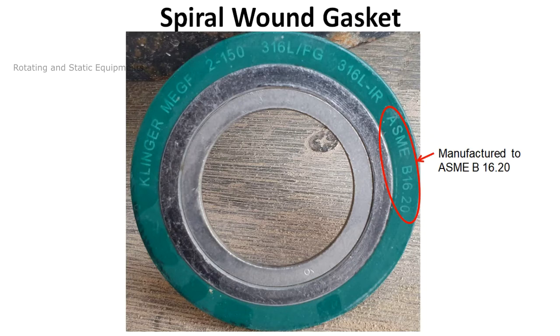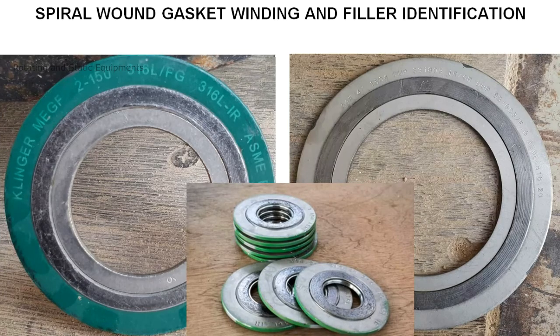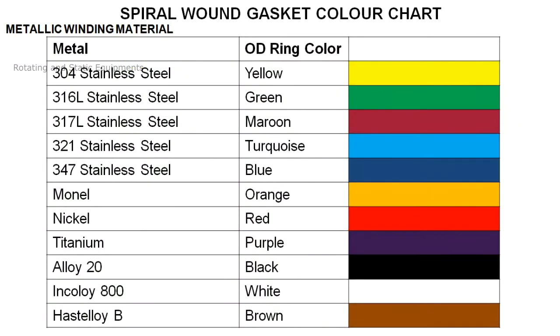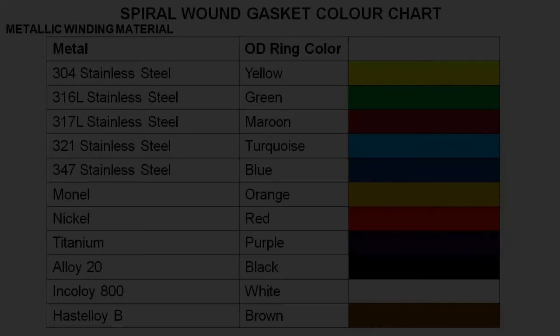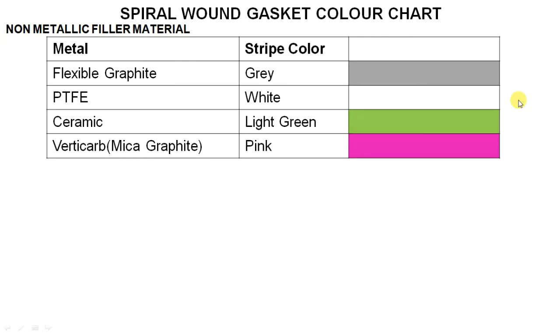Next we will go for spiral wound gasket color coding. So the color coding of a spiral wound gasket specifies the material of construction for the metallic binding material and non-metallic filler material. For example, here you can see some colors with material description. If you see these colors on the gasket OD face, it will indicate binding material, and if you see these colors on the OD rim strip, then it will indicate filler material.